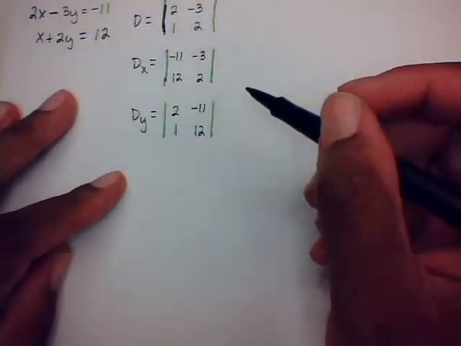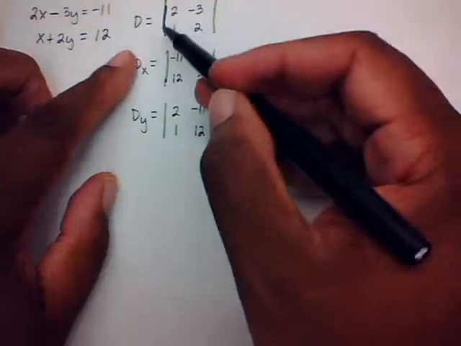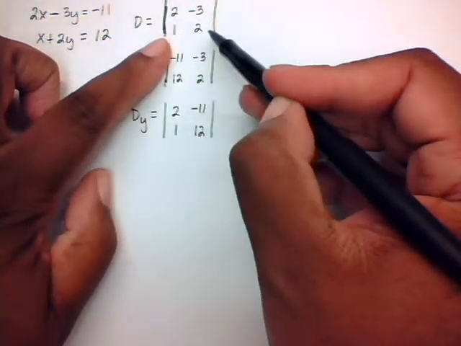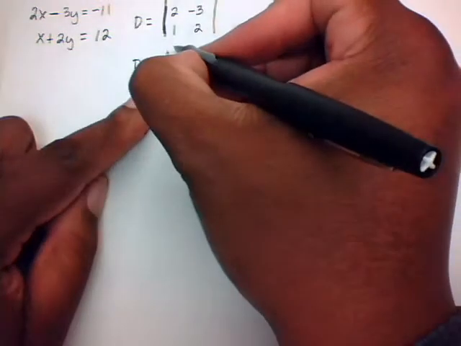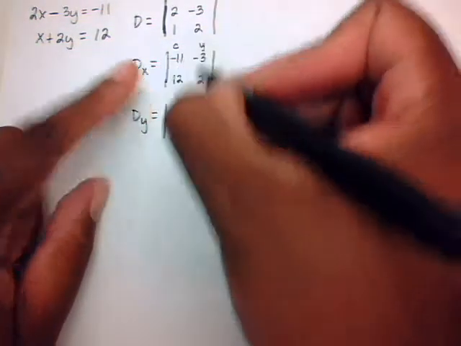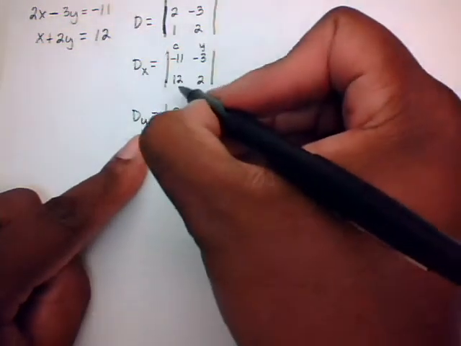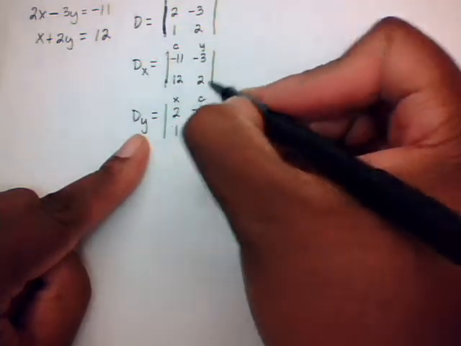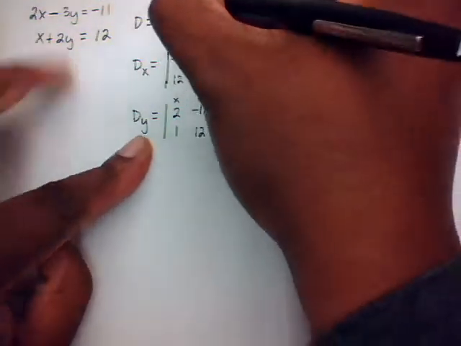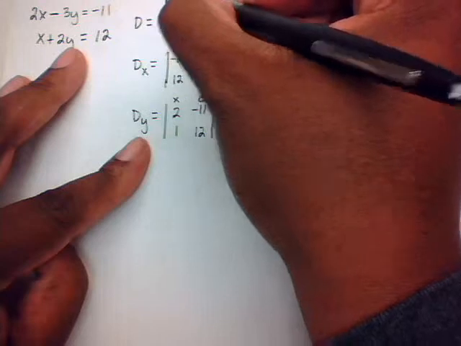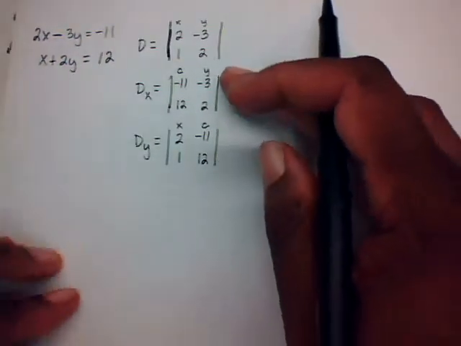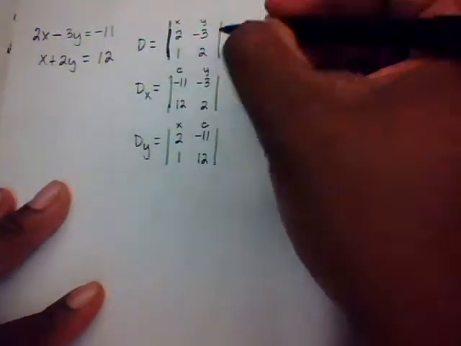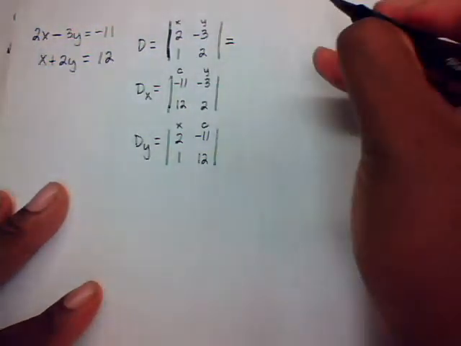Okay? So if you can remember the pattern for D, you're going to have x and y. But for D of x, you're going to have the constants and then y. Then for D sub y, you're going to have x and your constants. Okay? But for D, it's always x and y. Let's find the determinants for all three of these. Let's start off with your determinant for D.